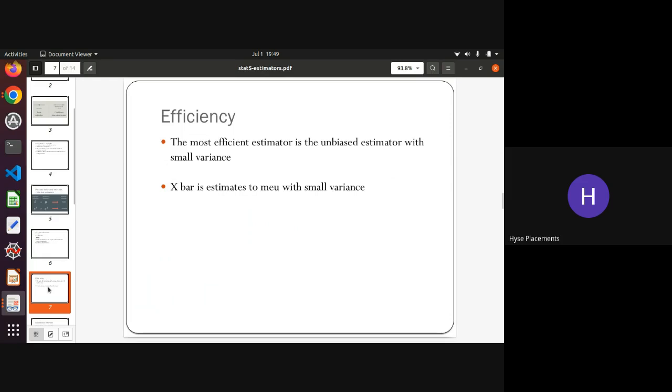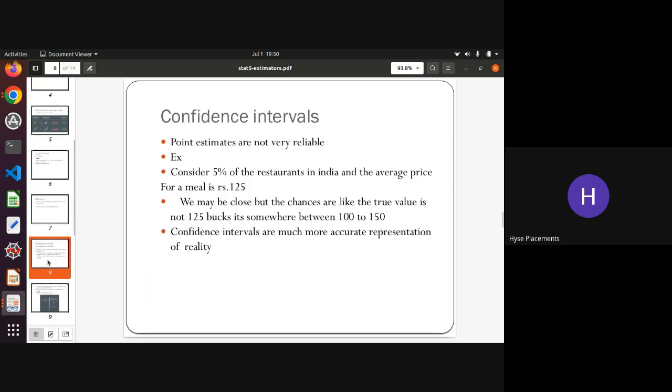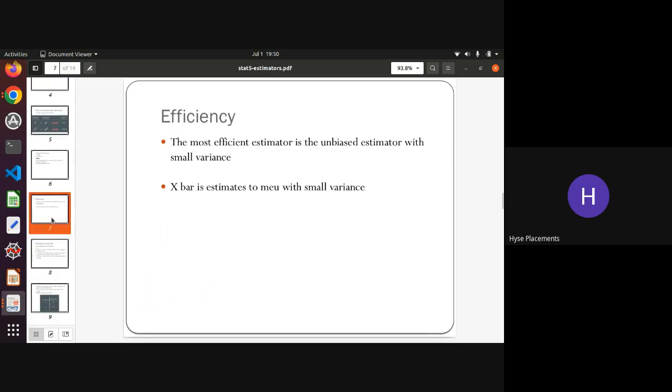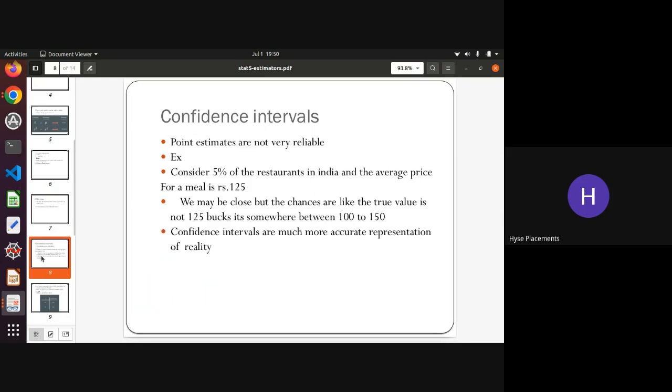Efficiency: the most efficient estimator is the unbiased estimator with small variance. If you have a small variance in your estimation of the population mean across all the samples, then it will be a very efficient model. It's an efficient model for calculating the actual mean from the samples.